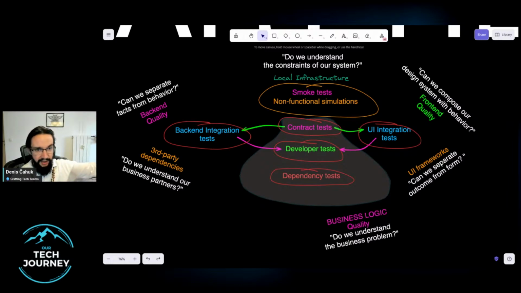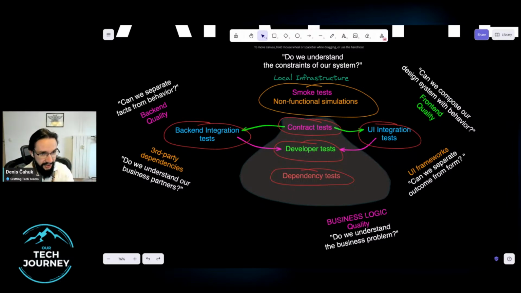So there are developer tests, contract tests, dependency tests, smoke tests, non-functional simulations, usually Monte Carlo or some kind of benchmark, backend integration tests, and UI integration tests. Do let me know which one stands out to you, as, yes, that one, or as, what is this? Or stands out to you in some unknown way, or maybe I missed something. Tell me if I missed an obvious number 8, or if what you understand to be a slightly different test.